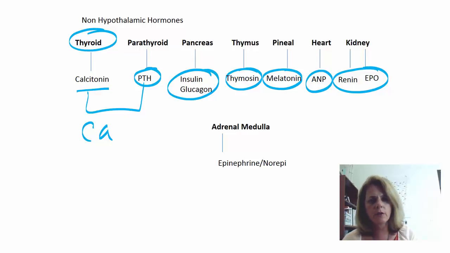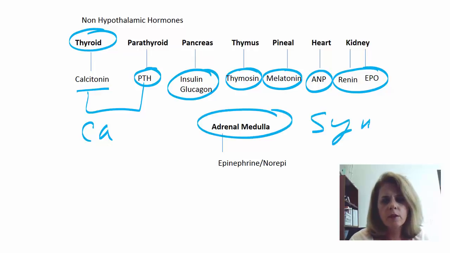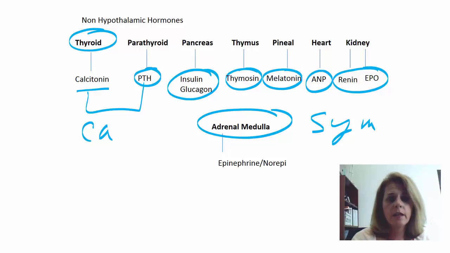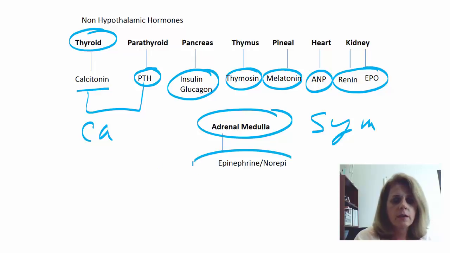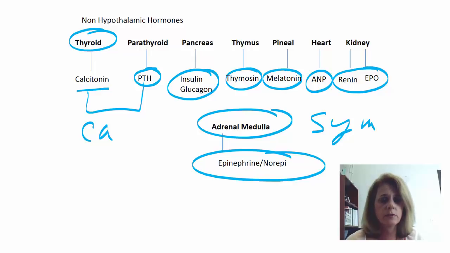Think about how these are controlled. And then the adrenal medulla. Remember the sympathetic nervous system? When you need to pick that bus up, you need extra norepinephrine and epinephrine. Again, you don't have to have the hypothalamus anterior pituitary axis, but you do need your sympathetic nervous system activated to cause the adrenal medulla to release those hormones.